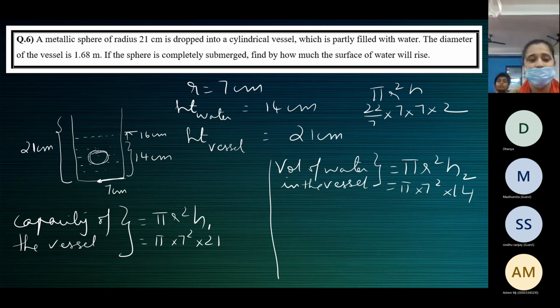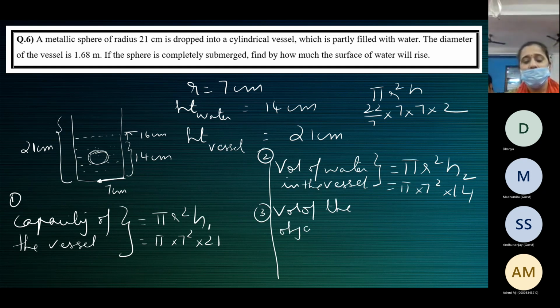Right, make a note of this, children, all of you. I'll just write. This is one thing, this is the second thing, and then the volume of the object. You should understand how we get the volume of the object. Volume of the object is equal to pi r square h3, that is pi into r square, that is 7 square, into h3, which is 2. Simply I'm differentiating h1, h2, h3 because all the heights are different.